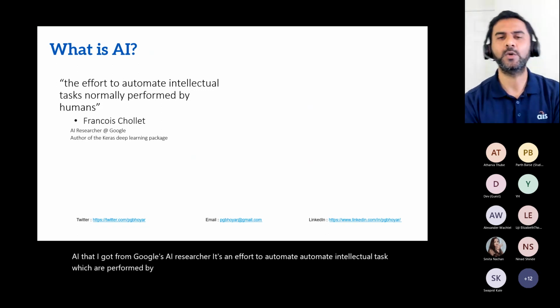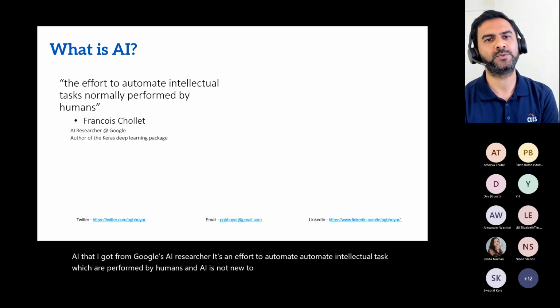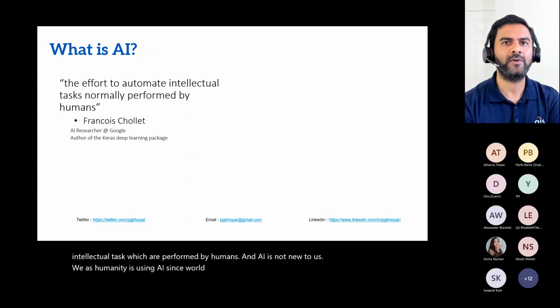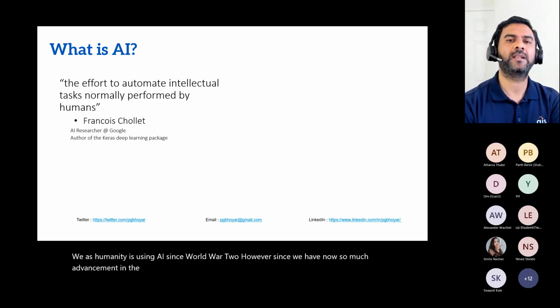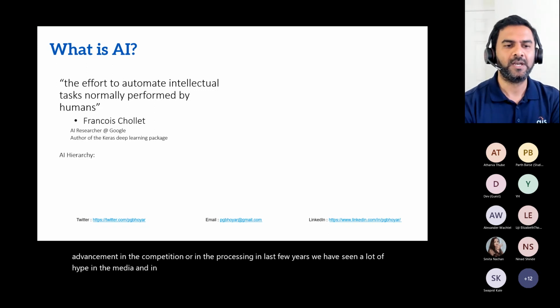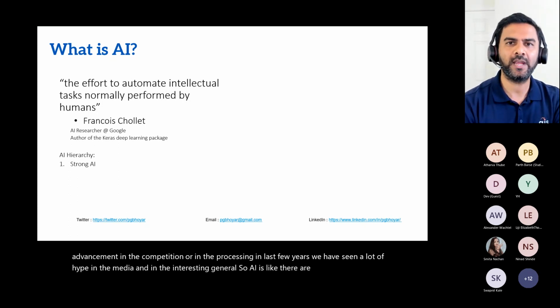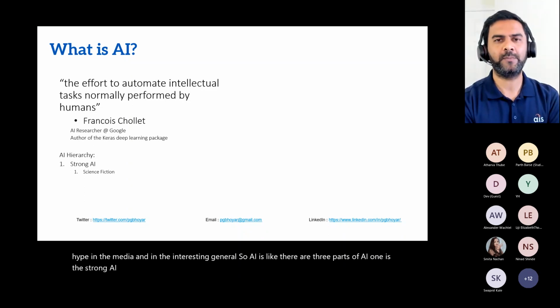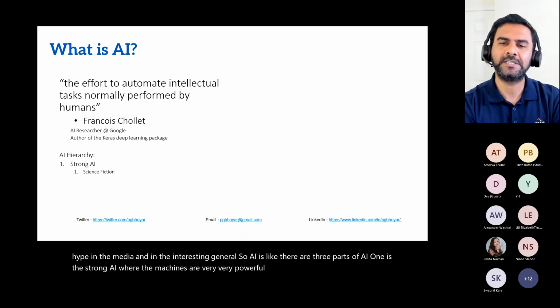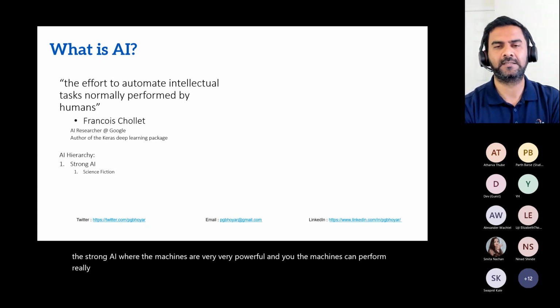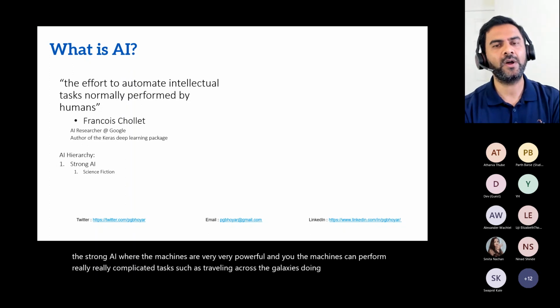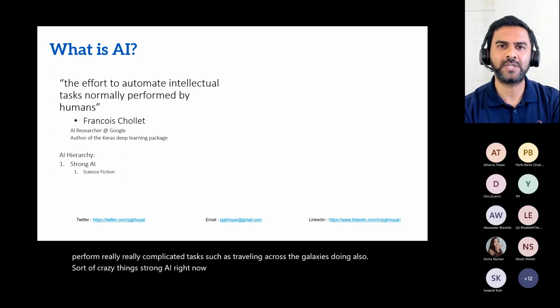And AI is not new to us. We as humanity have been using AI since World War II. However, since we have had so much advancement in computation and processing in the last few years, we have seen a lot of hype in the media and in the industry in general. So there are three parts of AI. One is strong AI, where the machines are very, very powerful and can perform really complicated tasks such as traveling across the galaxies, doing all sorts of crazy things. Strong AI right now exists only in sci-fi movies and novels.